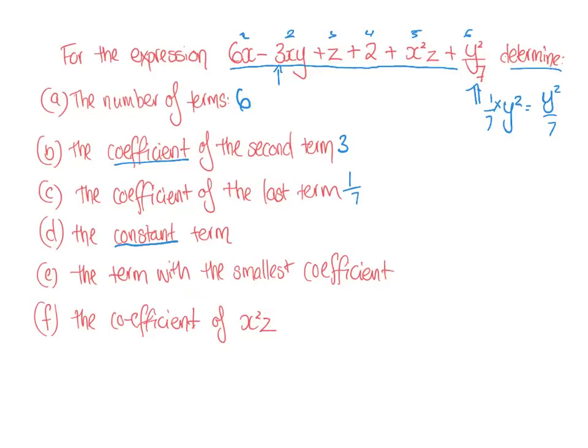Now the constant term, that's the term without any letters, so that's 2. And the term with the smallest coefficient. The coefficient is the number in front. Now we've got a couple because z has a 1 in front of it, and so does x squared z. So we might just say both of them have the smallest coefficient. And the coefficient of x squared z, well, we already worked that out. When there's no number, it's assumed a 1 is there.